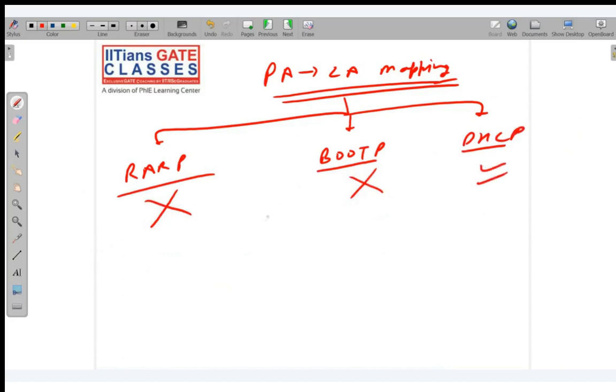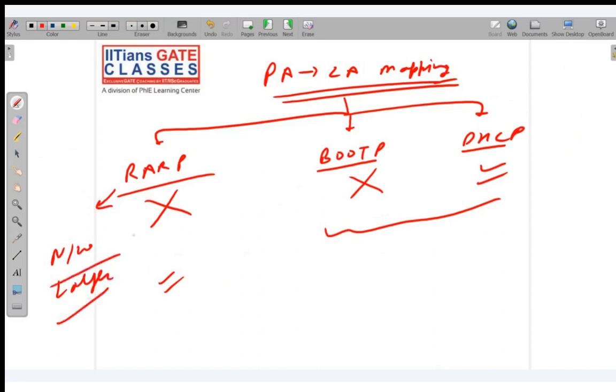Let me tell you something about these three protocols. RARP we have completed properly. Now let me tell you about BOOTP and DHCP. One more thing, we are studying the network layer. RARP operates at the network layer, no problem at all. But BOOTP and DHCP are application layer protocols. That is also very important. Many times the question has been asked, which of the following is an application layer protocol? BOOTP and DHCP are application layer protocols.